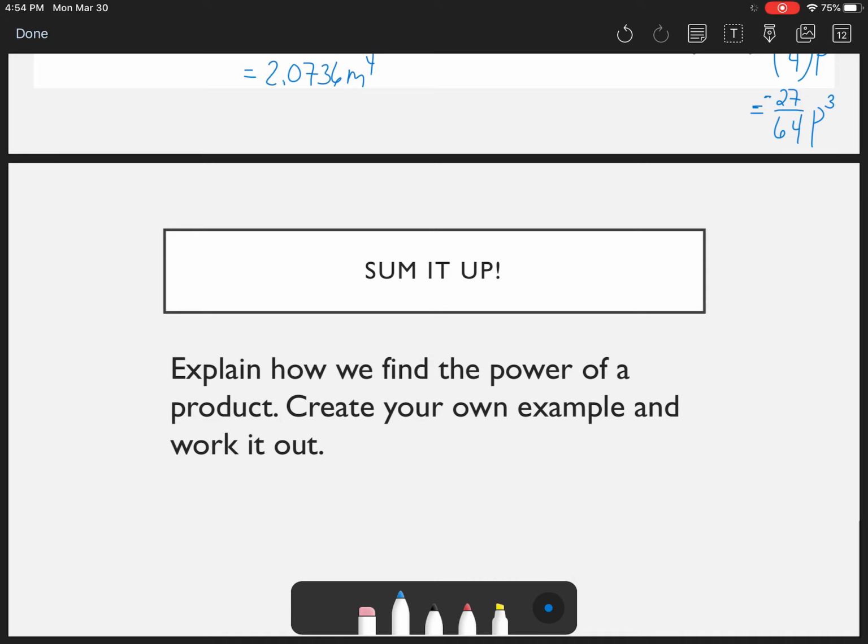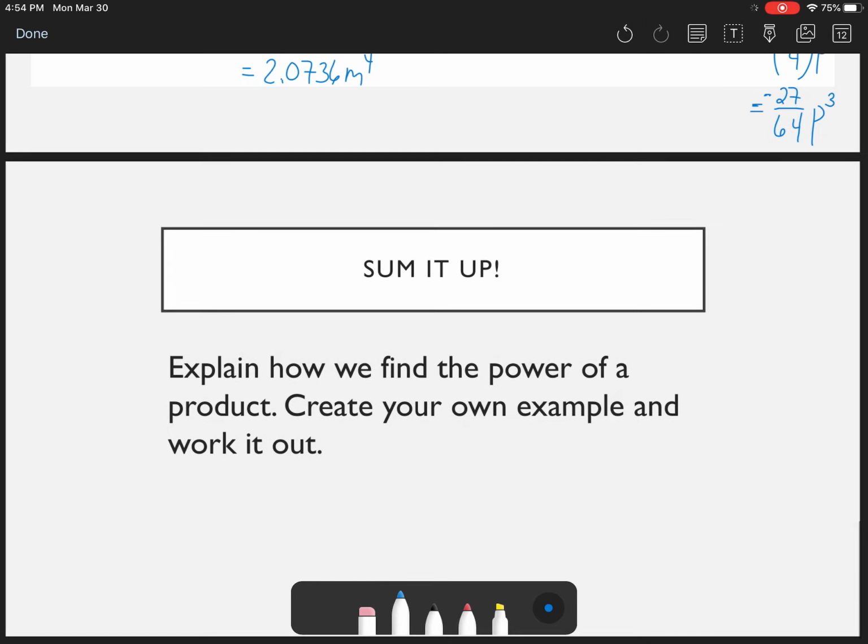And for the sum it up, explain how we find the power of a product. So remember that the power, the exponent, applies to both terms or however many terms you have inside the parentheses. If you have 3 terms in there, that means you're raising each of those to whatever that outside exponent is. Create your own example and work it out. So that's your sum it up question.